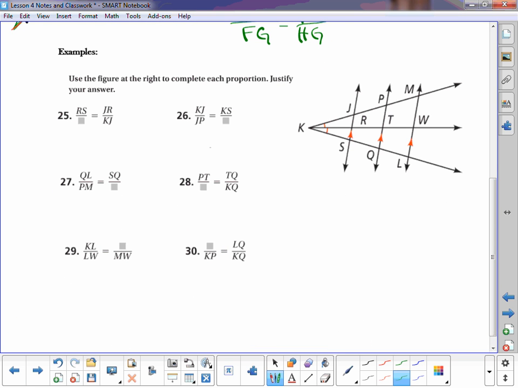For our first one, we have RS to what gives us JR to KJ. What do you think is going to fill in that blank? KS. Good. Let's double check real quick. So RS to KS is RJ to JK. What theorem do you think we just used?